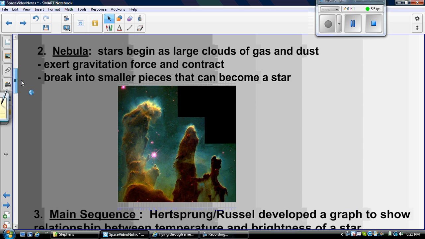Okay, so how is a star born? A star begins as a large cloud of gas and dust called a nebula. Inside that nebula, if you look at this picture, there are all different types of stars forming right now. Basically, when enough of that gas and dust has enough mass, the force of gravity will cause the matter to contract and come together, and then those smaller pieces eventually become a star.